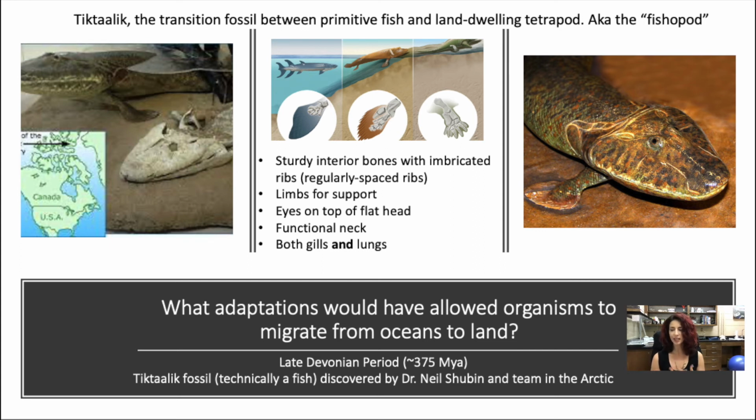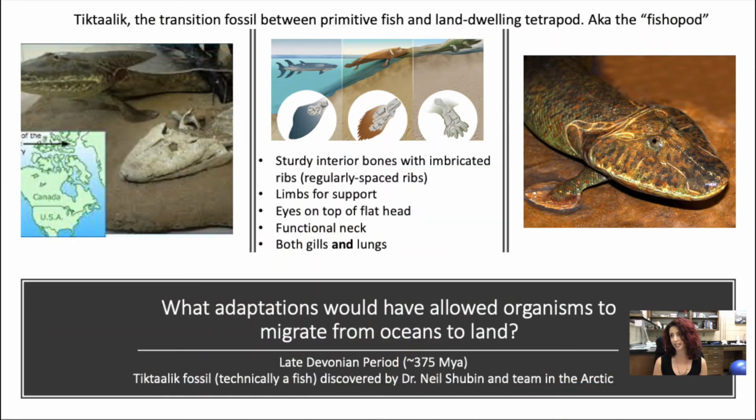And so we need to start thinking about what adaptations would have allowed organisms to migrate from oceans to the land. If we look at this Tiktaalik fossil, it has a number of key characteristics. So first, it has sturdy interior bones with imbricated ribs. That simply means evenly spaced ribs. It has limbs for support because it doesn't have the free floating environment of the water to keep it erect and upright. It needs some sort of skeletal structure and muscles to support itself.